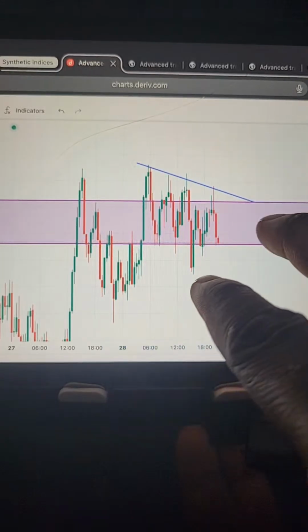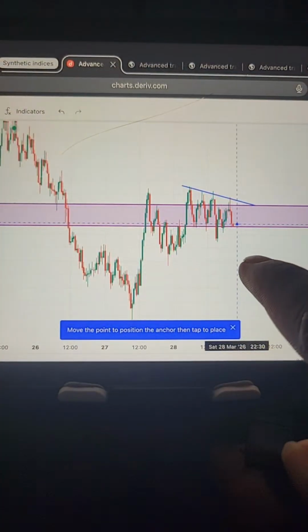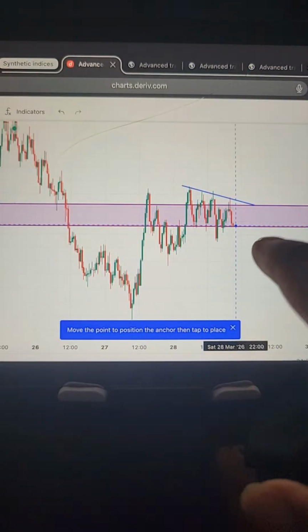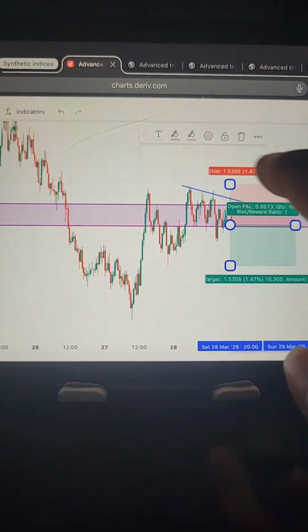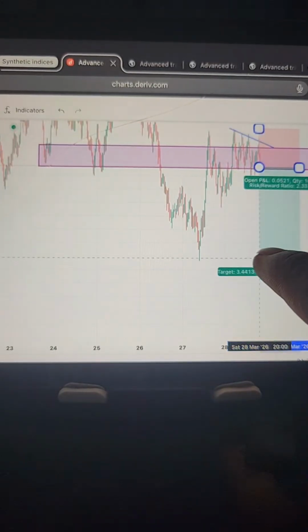So if I want to take this trade, I'm not going to take this trade though, because I'm already on a trade. If I want to take this trade now, what I'll do is get my entry from here like this. My stop loss will be above this high, and I'm targeting this low here. I'll target this low first.